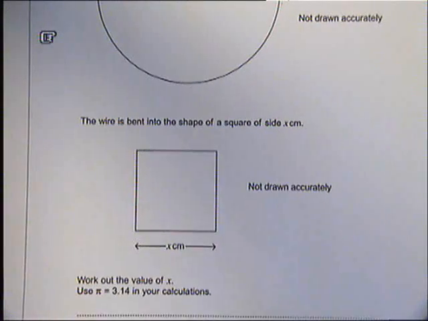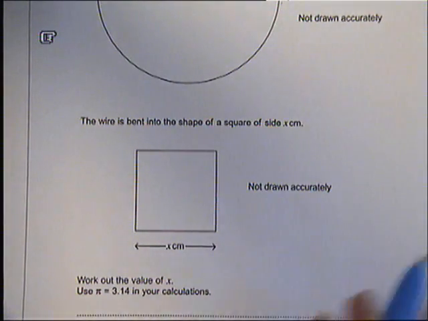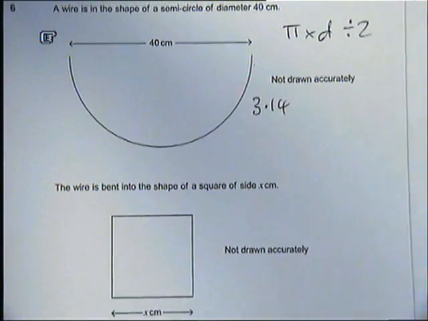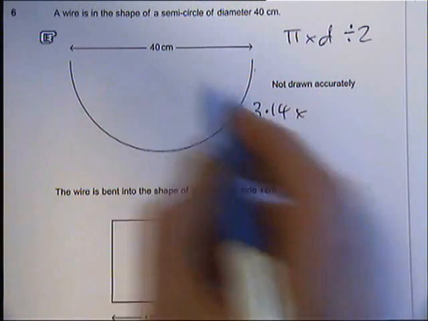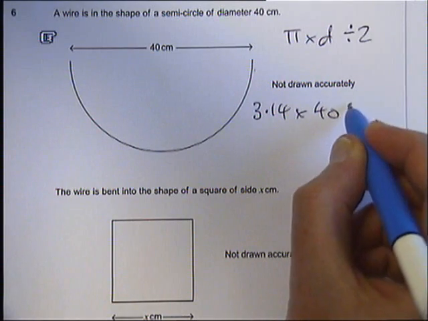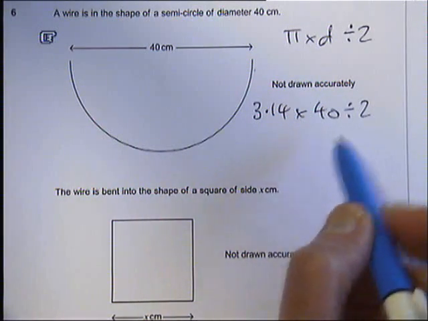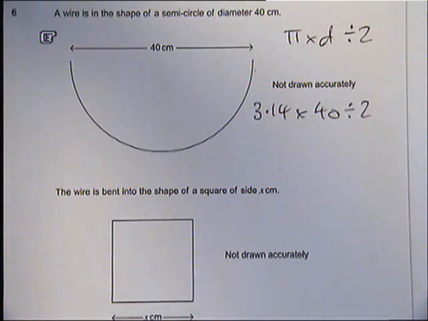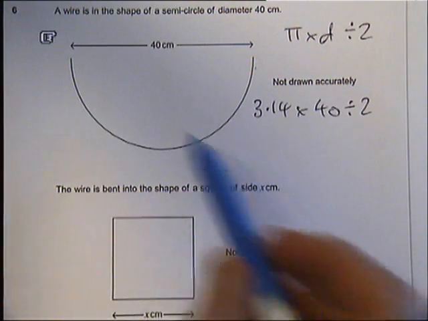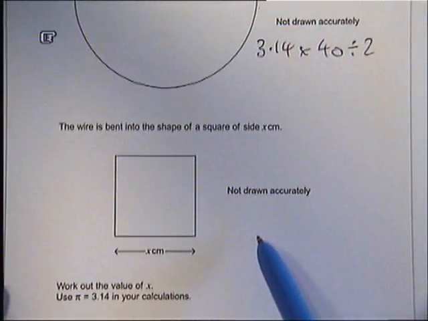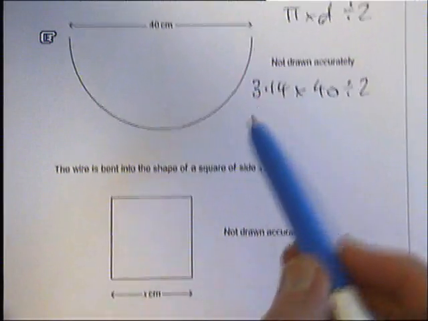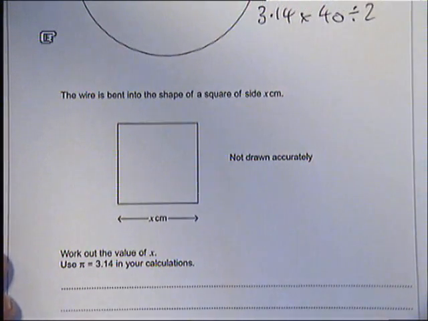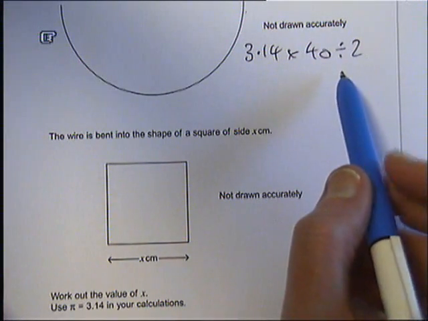Now we're told in this question for pi we should use 3.14. So I've got 3.14 times my diameter, which it tells me up here is 40, and divided by 2. That will give me the length of this curved line. And I can work that out in a minute, because it tells me that that wire is then bent around, instead of being a semicircle, to be a square. And I've got to find the length of the side of the square. So I've got to do this sum.